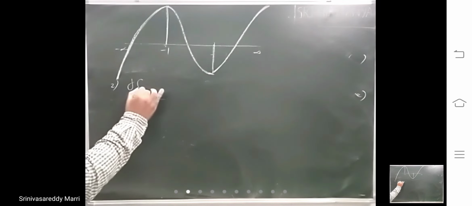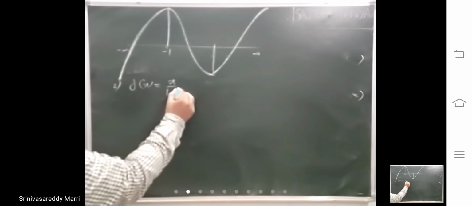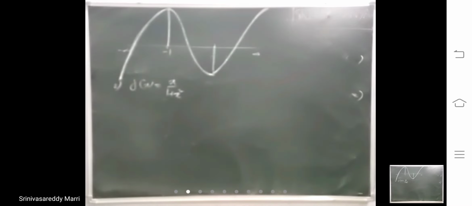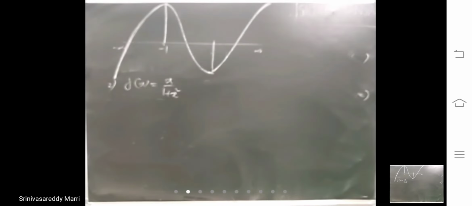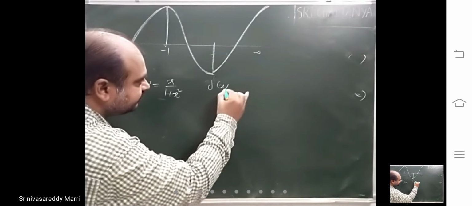You have to find where this function increases and decreases. Take another example: f of x equals x by 1 plus x square. Look at, first find the derivative. The first step is to find the derivative.